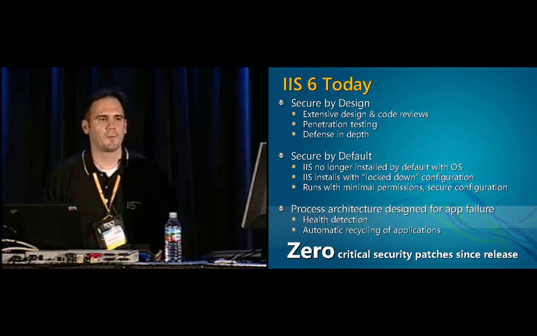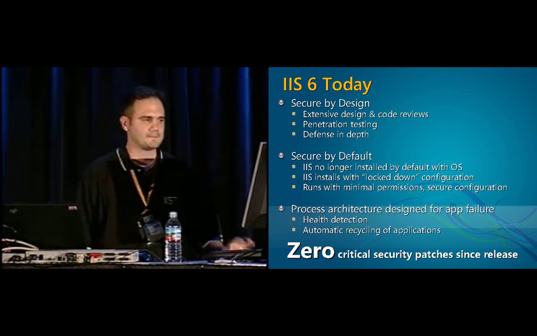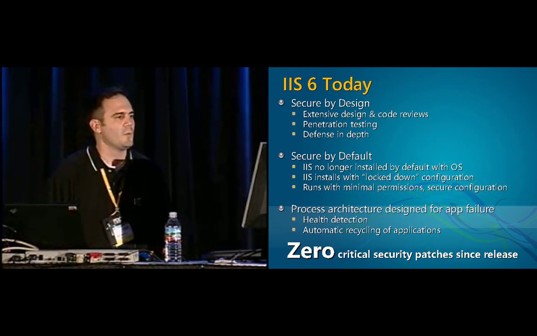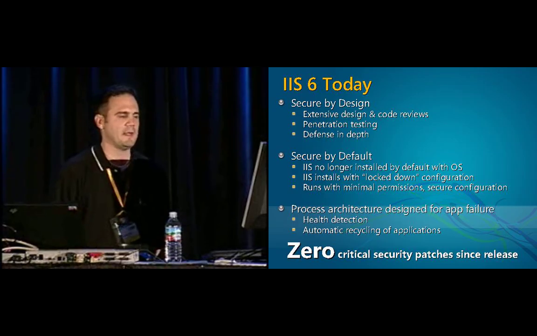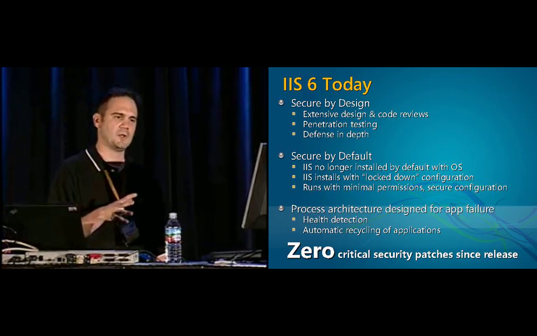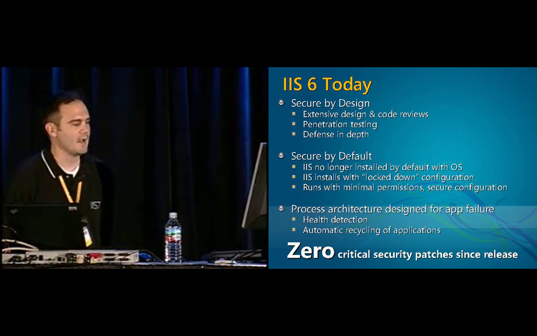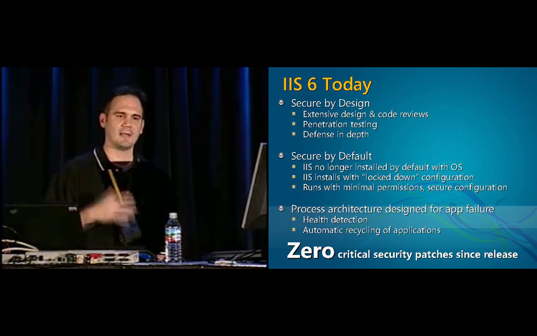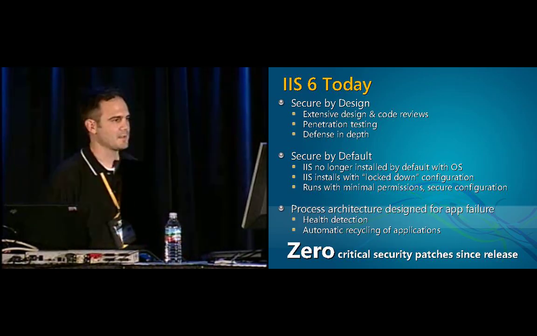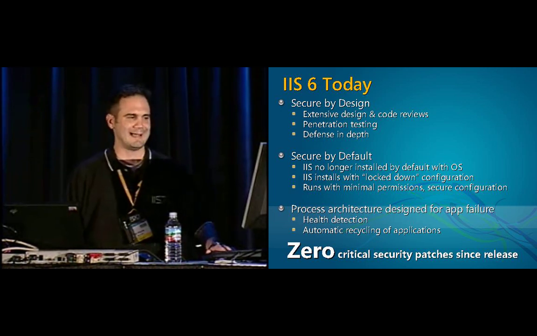IIS 6 is a release that, speaking for the IIS team, we're very, very proud of. It's a release that we feel is very secure and very reliable. For the first time, we took a secure by design approach. And what that means is we basically took a year out of our release cycle and focused almost exclusively on security. We did multiple design reviews and code reviews. The developers were reviewing code for months. We did penetration testing, both in-house and external, had a third party come in and try and crack IIS and find weaknesses. We also built multiple features to provide defense in depth mechanisms for IIS to protect against attacks.